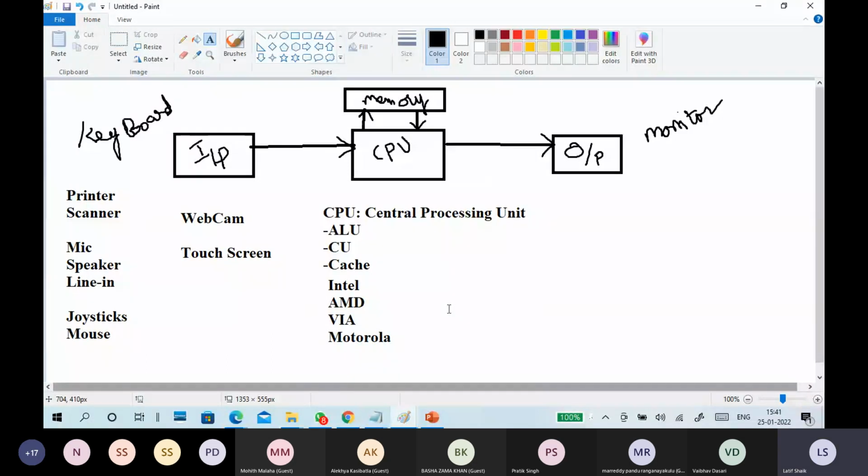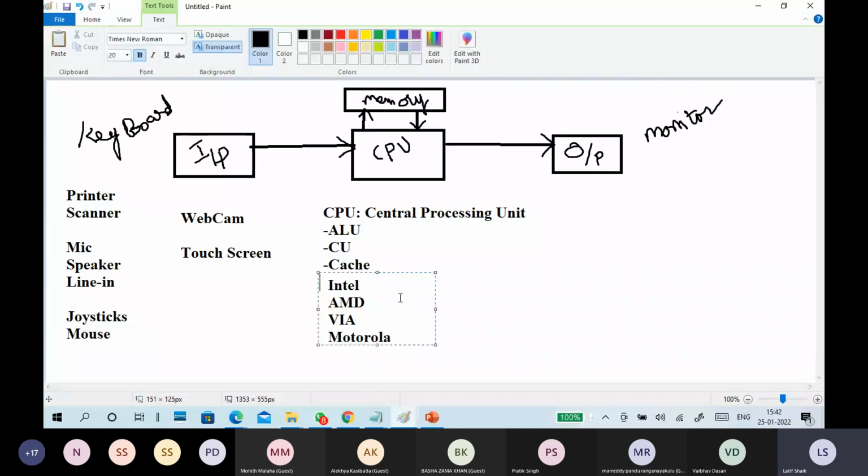Qualcomm, Snapdragon, Exynos from Samsung, MediaTek. Another type of chipset is also there: Apple. The A13 is Apple. So these are all processors that sit inside your system.